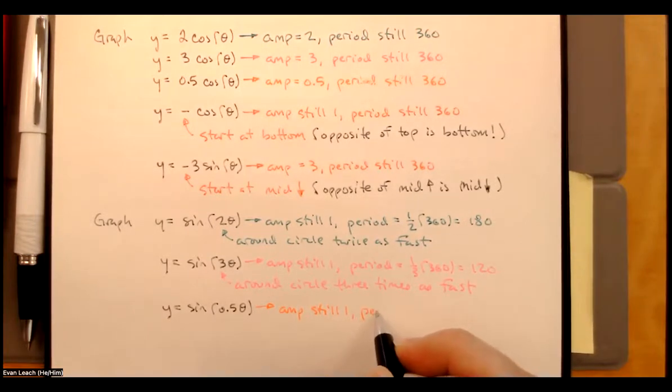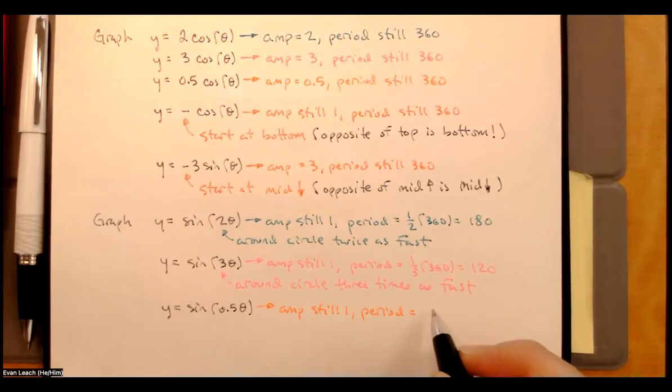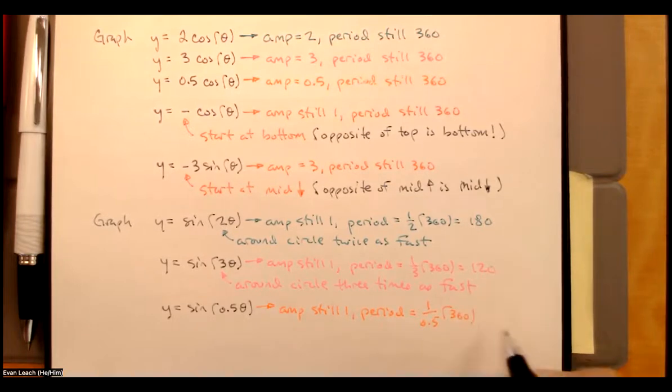And the period is going to be 720. I want it to look the same as what we did up here. When it's a 2 in front, 2 theta, I put a 1 over 2, 360. When it's a 3, I put a 1 over 3 times 360. So for this, I'm going to put 1 over 0.5. Ooh, that looks terrible. Times 360.